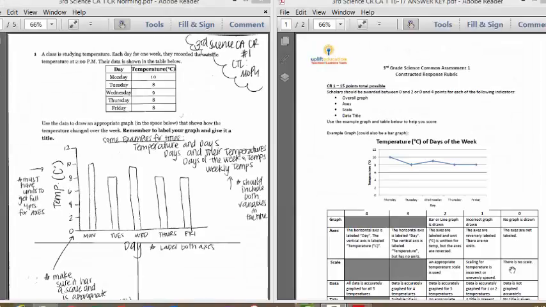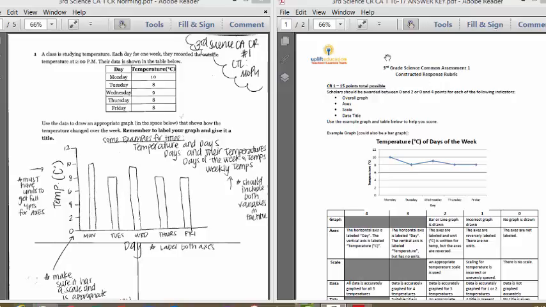Welcome to the norming video for 3rd grade science constructed response for CA1. To get started, you're going to want to have open the exemplar response that is posted on Blackboard, and you'll also want to have open the constructed response rubric.